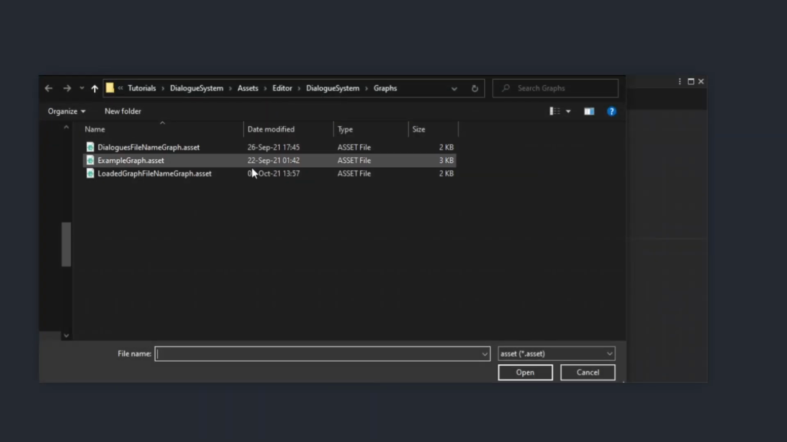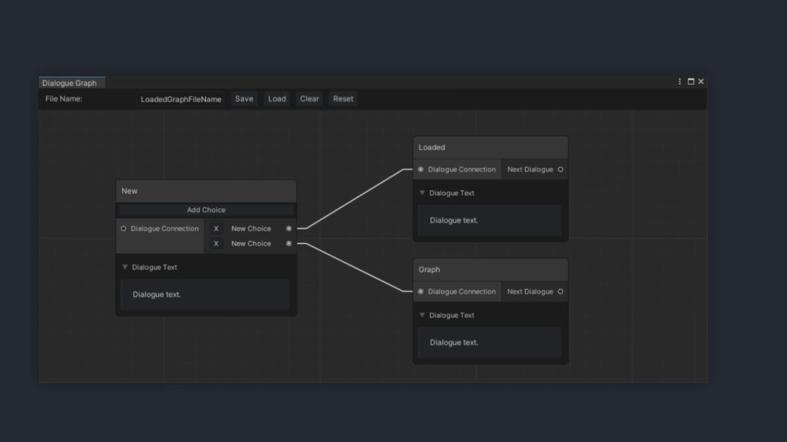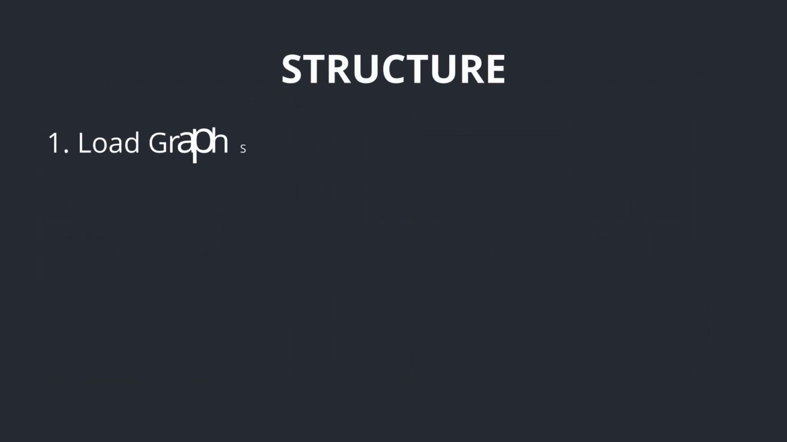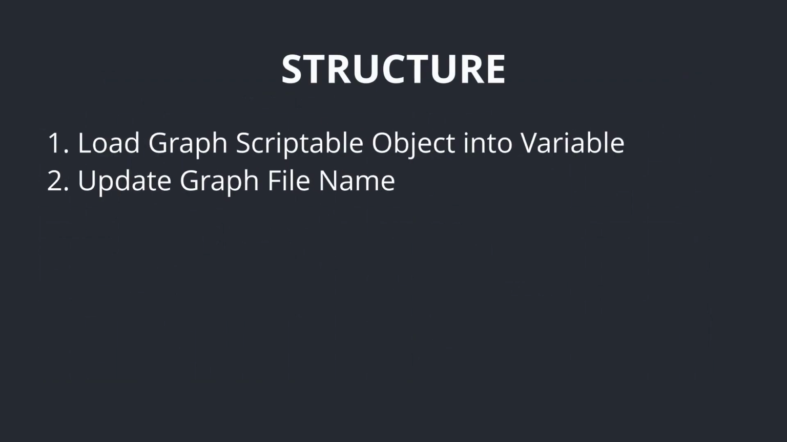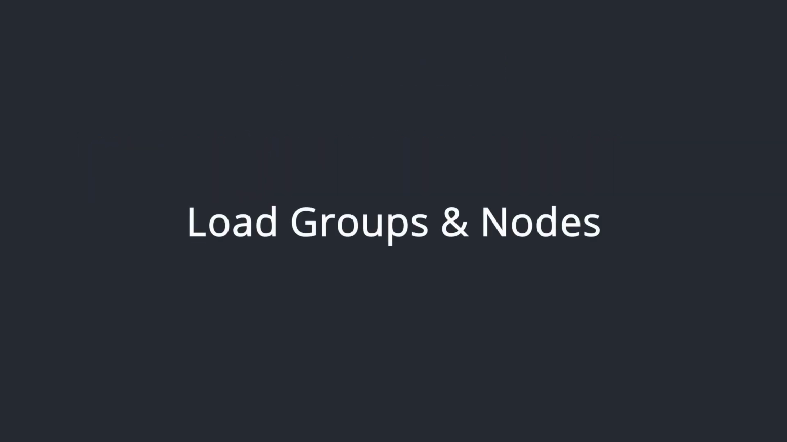Right after we load our variable, we'll start by updating the graph file name to be the name of the loaded graph. That's because if we are loading the graph, it is likely that we want to update it. So when we are done doing that, we can simply press save without needing to manually update the name. When that's done, we'll need to load our groups and our nodes.